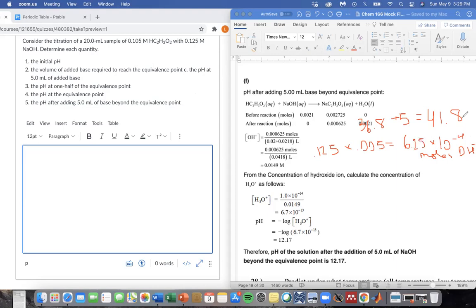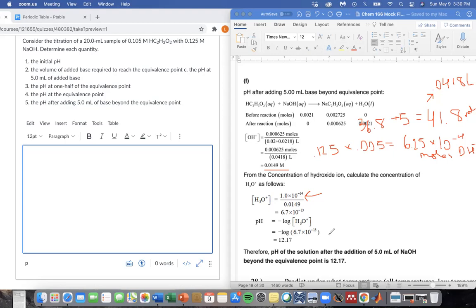You have your volume here in milliliters, so to convert it to liters, you'd have 0.0418 liters. And so you could do 6.25 times 10 to the negative fourth divided by 0.0418 liters, and you would get a new concentration of OH minus as 0.0149. To solve for your H3O plus concentration, you can do the autoionization of water, 1.0 times 10 to the negative 14 divided by 0.0149, which is your OH minus concentration. You get 6.7 times 10 to the negative 13. And then you do negative log of this H3O plus concentration, and you get 12.17.